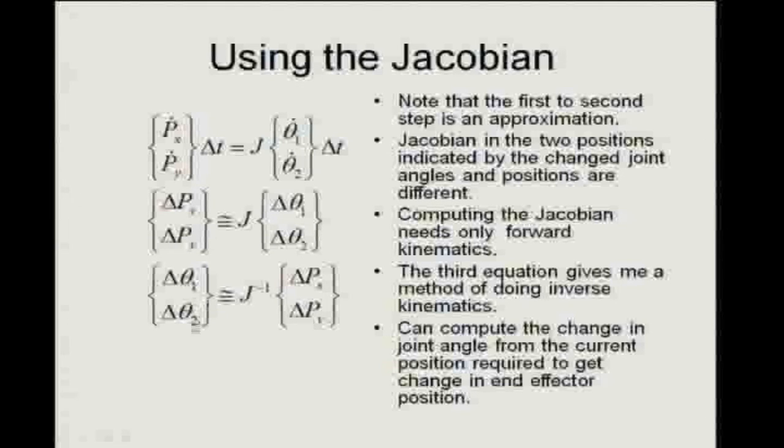So it's very simple now. You multiply with the Jacobian inverse on both sides, so you now get delta theta 1, delta theta 2 equal to Jacobian inverse times delta px, delta py. Okay. And now to compute the Jacobian, we only needed forward kinematics, right? Now this equation gives a method of doing inverse kinematics. Why is that? I am at a particular location, I want to move to another location. So I can find out what my delta x and delta y is.